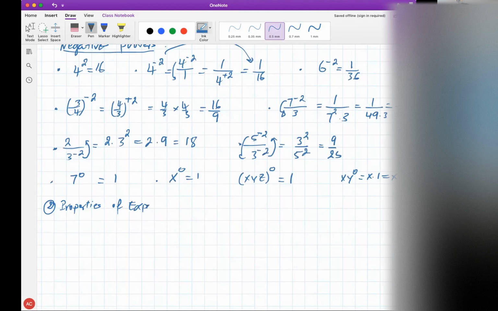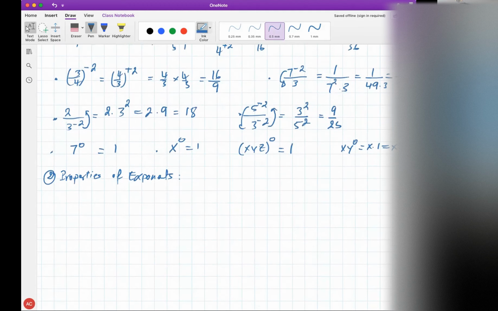Of exponents. So the first property says, basically, when you have some base, some real number, like we did here, fraction or decimal, positive, negative, some base, let's say to a power of 2, for example, and you want to multiply this by another, the same base, but maybe a different power, for example, 3. x to the power 2, multiplied by x to the power 3. What is that equal to?